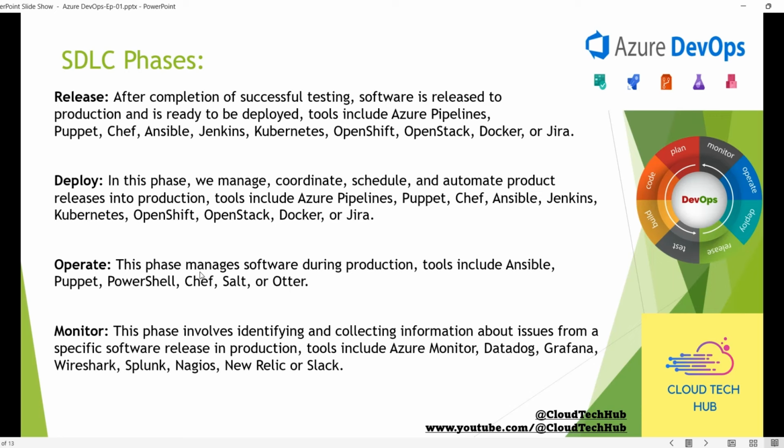Monitoring is the last phase of the SDLC. This phase involves identifying and collecting information about issues from a specific software release in production. There are various tools used for monitoring, such as Azure Monitor, Datadog, Grafana, Wireshark, Splunk, Nagios, and so on.